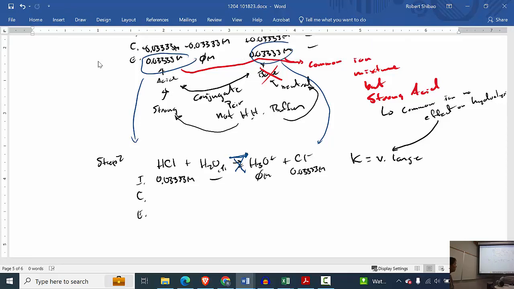And so the limiting reagent here is going to be HCl. We're going to have plenty of water. And so that's going to be 0. And it's going to go to 0.03333 mole. And then we're going to add another.